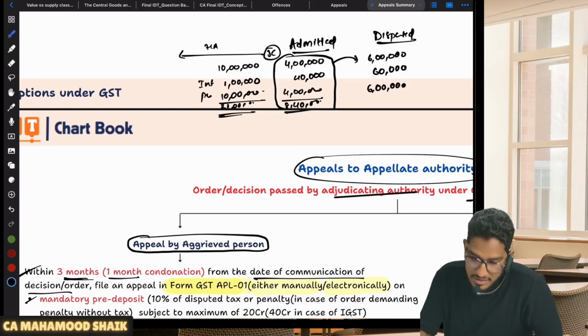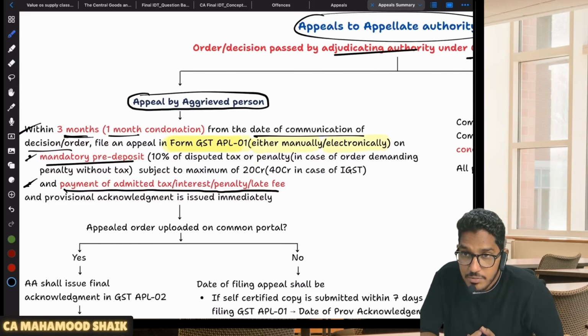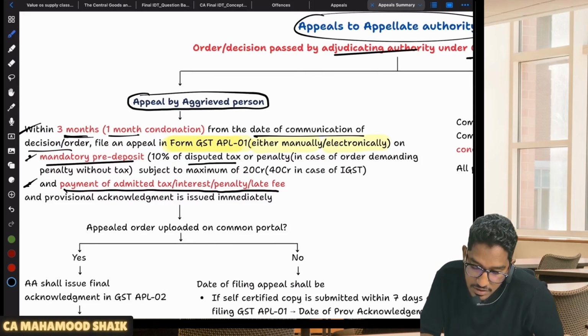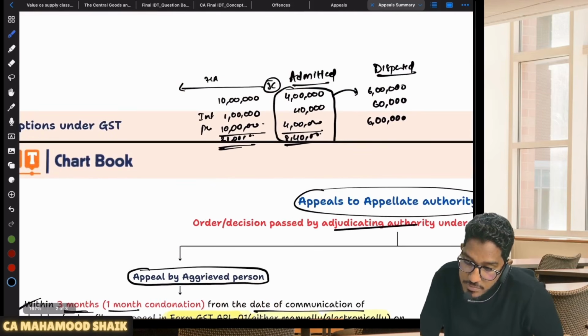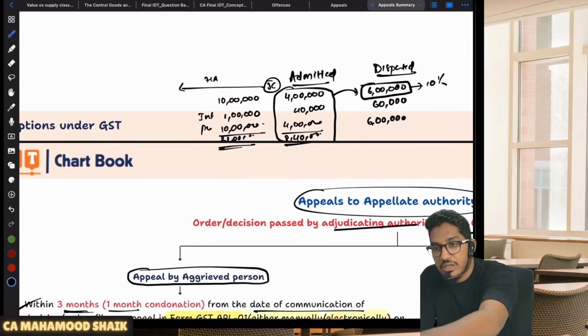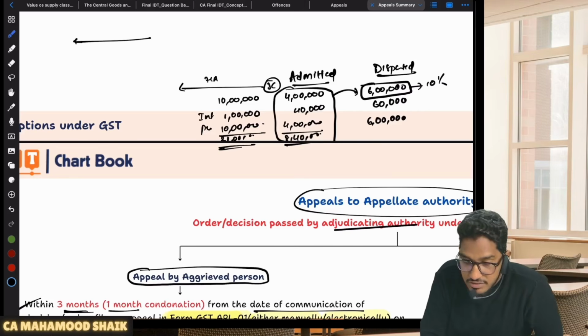Sir, not just that, in addition to that, you are also required to make some mandatory pre-deposit. If you want to go for appeal, you have to make a pre-deposit. How much, sir? 10% of the disputed tax. Only tax. So how much is the disputed tax? 6 lakhs. Don't consider interest and penalty. So on this 6 lakh rupees, pay 10% now. Then only they will permit the appeal. However, if you are challenging the order wherein only penalty is there.